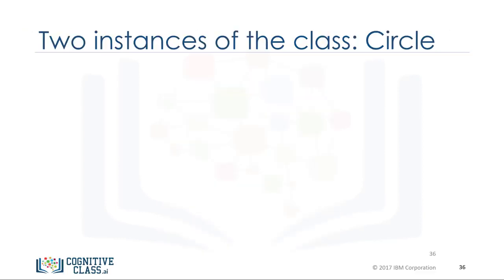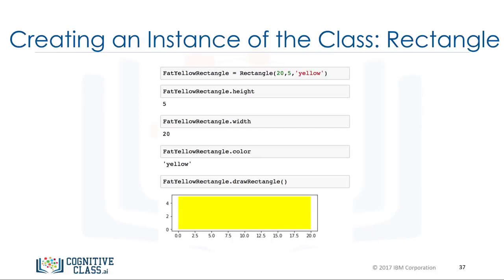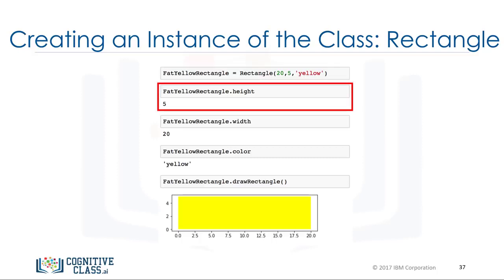In summary, we have created an object of class circle called redCircle with a radius attribute of 3 and a color attribute of red. We also created an object of class circle called blueCircle with a radius attribute of 10 and a color attribute of blue. In the lab, we have a similar class for rectangle. We can create a new object of type rectangle using the constructor. We can access a data attribute of height.